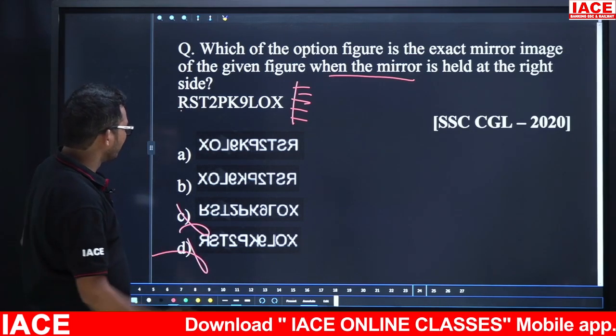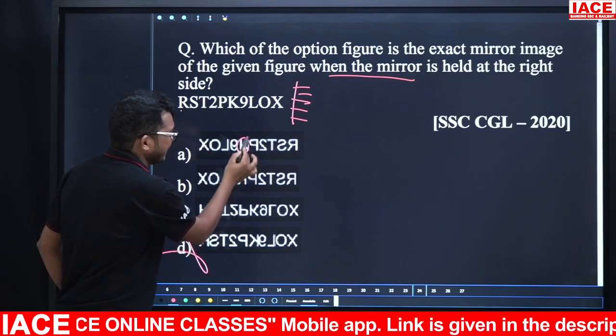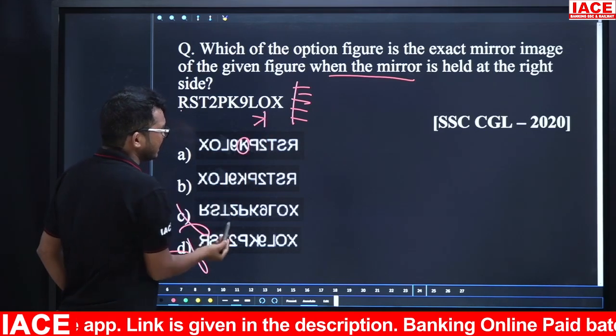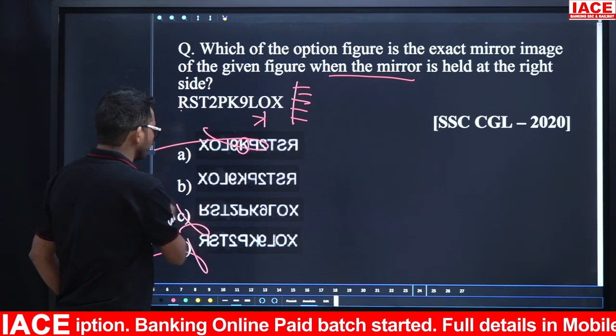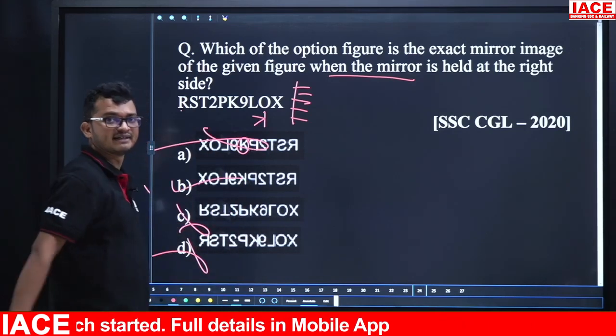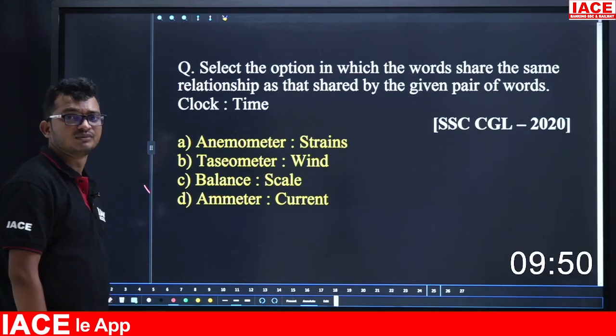Next go for the next one, here 1 and 2. Here they gave K the same, but in a mirror image K, left is right, right is left. But here they gave the same, so this option has no chance. That means the remaining option B is the answer. And take the next one. Your time starts now.